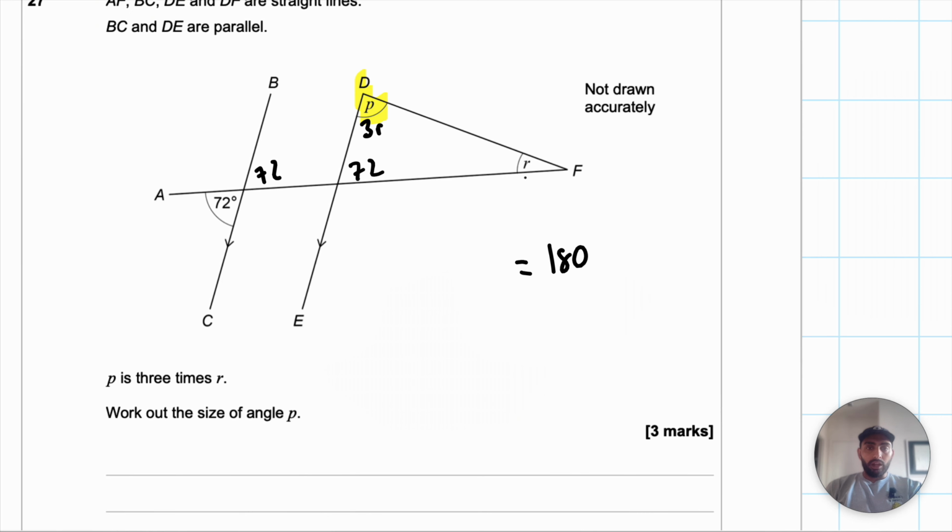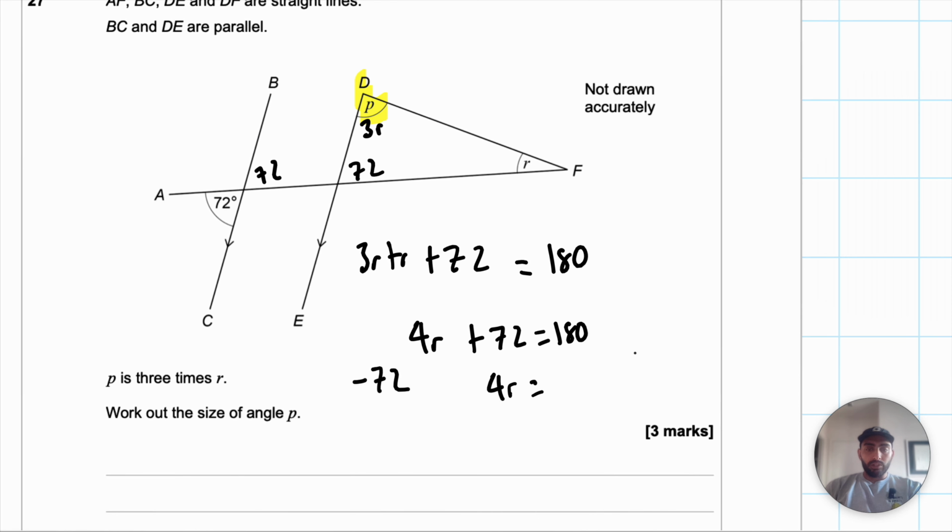I've got 3R plus 72 is equal to 180. I use the 3R because if I use a P, I wouldn't be able to solve it because there'd be 2 different letters. So it's better that I have the same letter. 3R plus R is 4R, plus 72 is 180. Just need to solve this. R is being multiplied by 4, adding 72, so we need to take away 72 first. 4R is equal to 180 take away 72, which is 108.